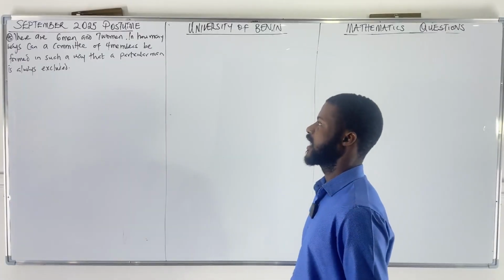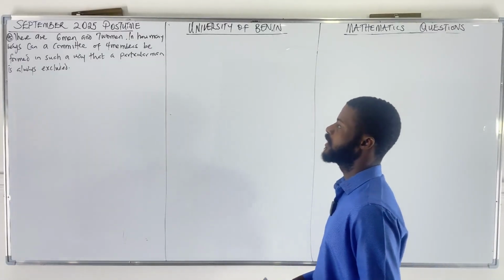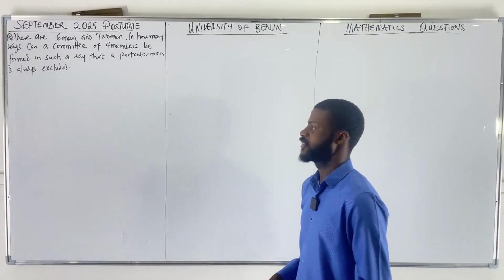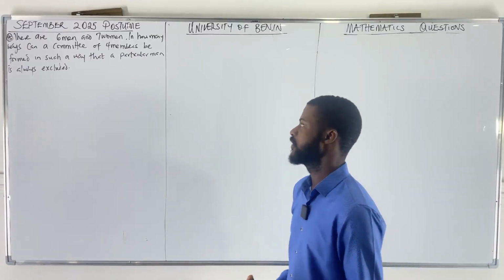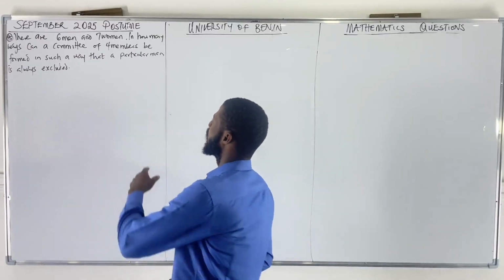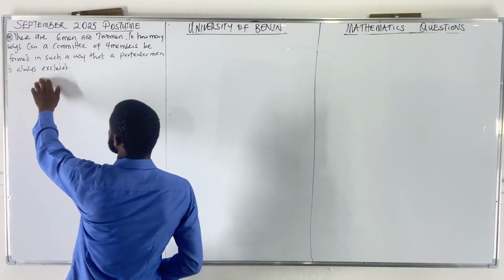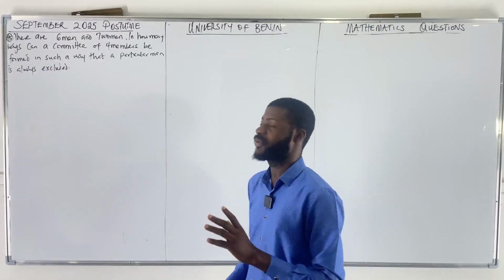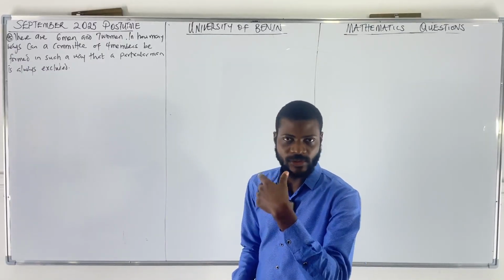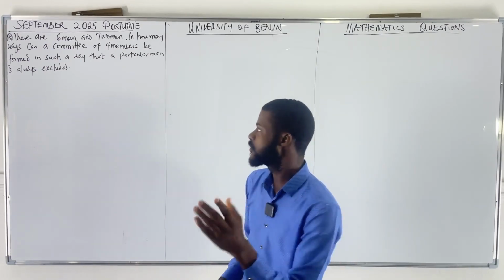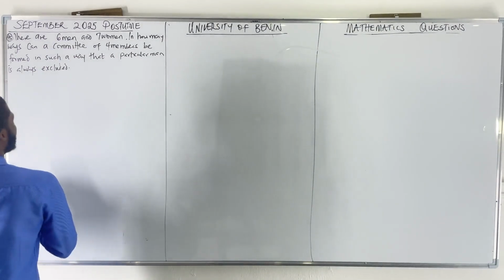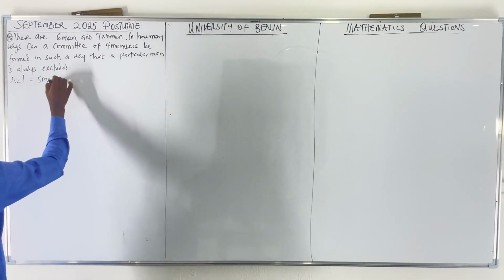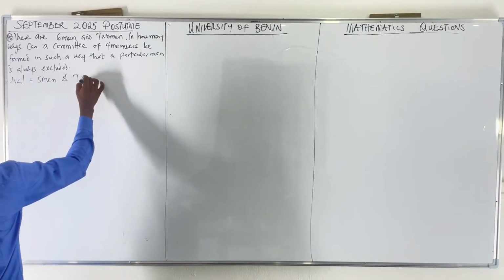This question says there are 6 men and 7 women. In how many ways can a committee of 4 members be formed in such a way that a particular man is always excluded? Now, for this one, it's actually very simple. If a particular man is always excluded, that means they don't have 6 men, they have only 5 men to start with. So let's just remove him. So he's gone. The available people will be 5 men and 7 women.